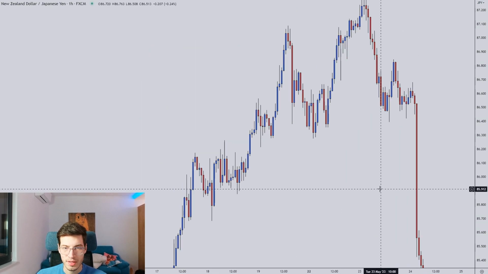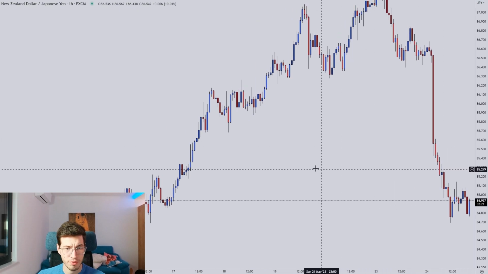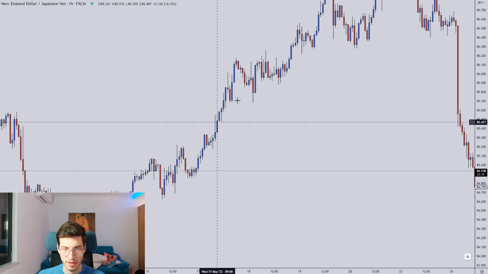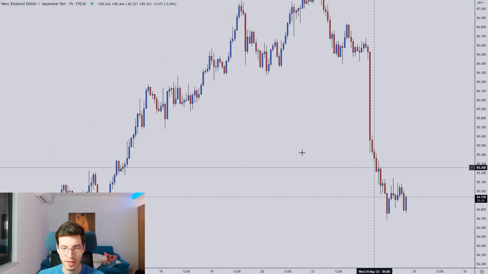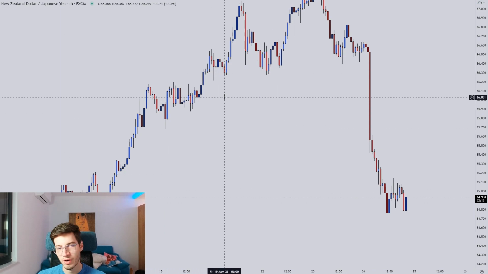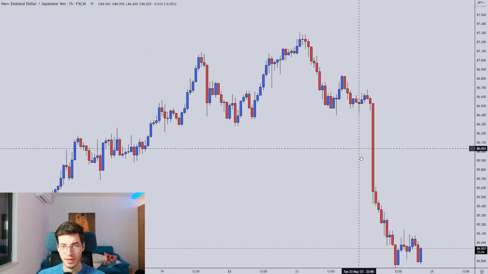But to be honest, New Zealand Japanese yen has the cleanest price action of them all. I really like how this price went up, and now we are going down, possibly in the same clean manner as we went up. So out of all of the pairs, this one has the most potential, and this one is definitely on my watch list if price decides to trend down a bit more in this clean manner.